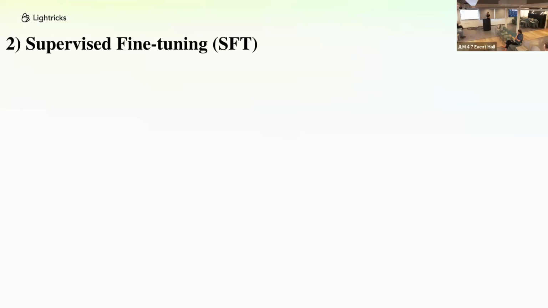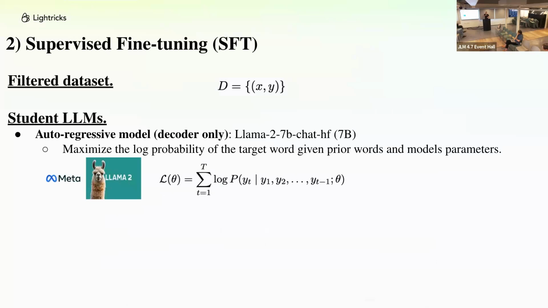Okay, then we have the phase of supervised fine-tuning. So now we want to fine-tune the student LLM with the high-quality data that we collected. The data is pairs of X and Y. X is the prompt, including the instruction and the user intent, and Y is the completion of the teacher LLM. Here we consider 2 families of models.